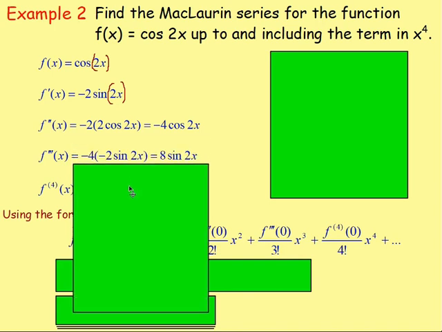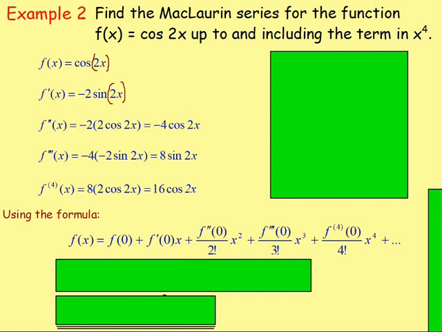Differentiating again, the third derivative: keep the negative 4 just outside, differentiate cos 2x. Well, we've just done that up here, that's negative 2 sine 2x. So it's negative 4 times the derivative, which is negative 2 sine 2x, which is 8 sine 2x.